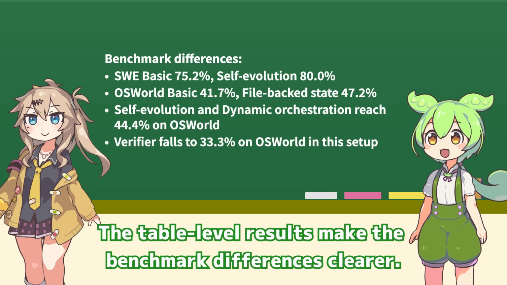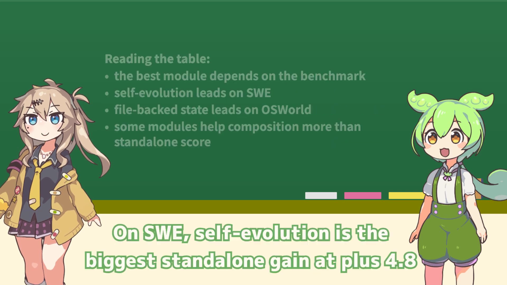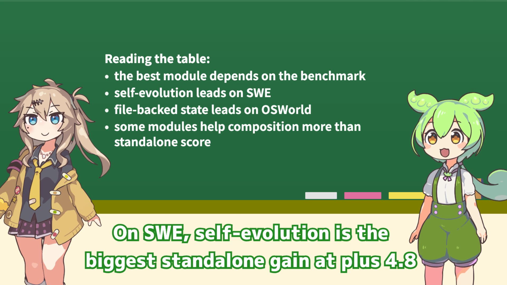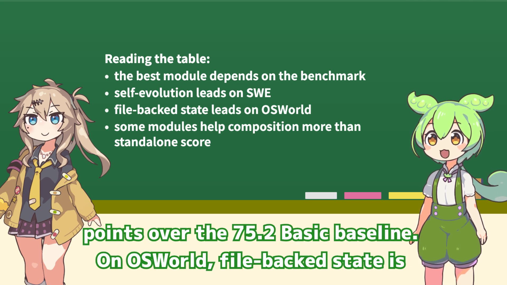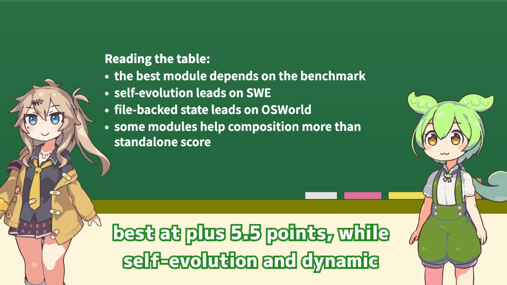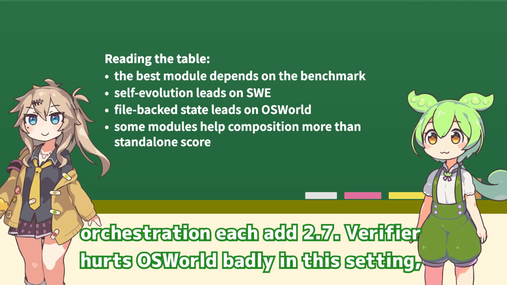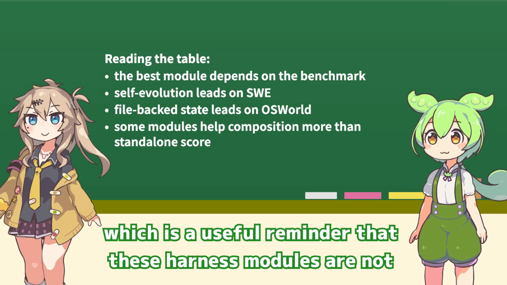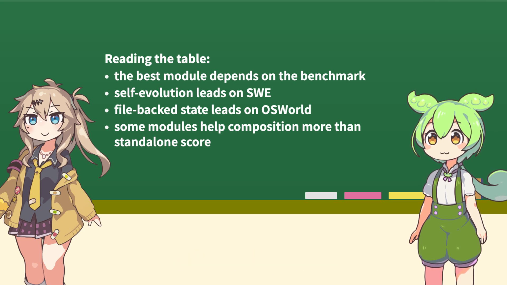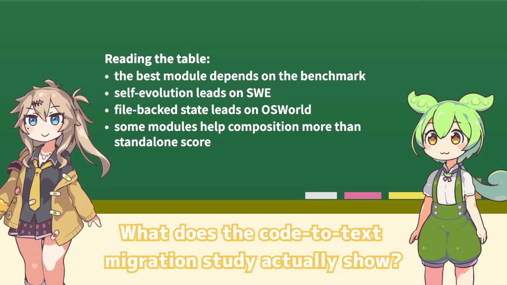The table-level results make the benchmark differences clearer. So which modules help where? On SWE, self-evolution is the biggest standalone gain at plus 4.8 points over the 75 point basic baseline. On OSWorld, file-backed state is best at plus 5.5 points, while self-evolution and dynamic orchestration each add 2.7. Verifier hurts OSWorld badly in this setting, which is a useful reminder that these harness modules are not universally good. What does the code-to-text migration study actually show?